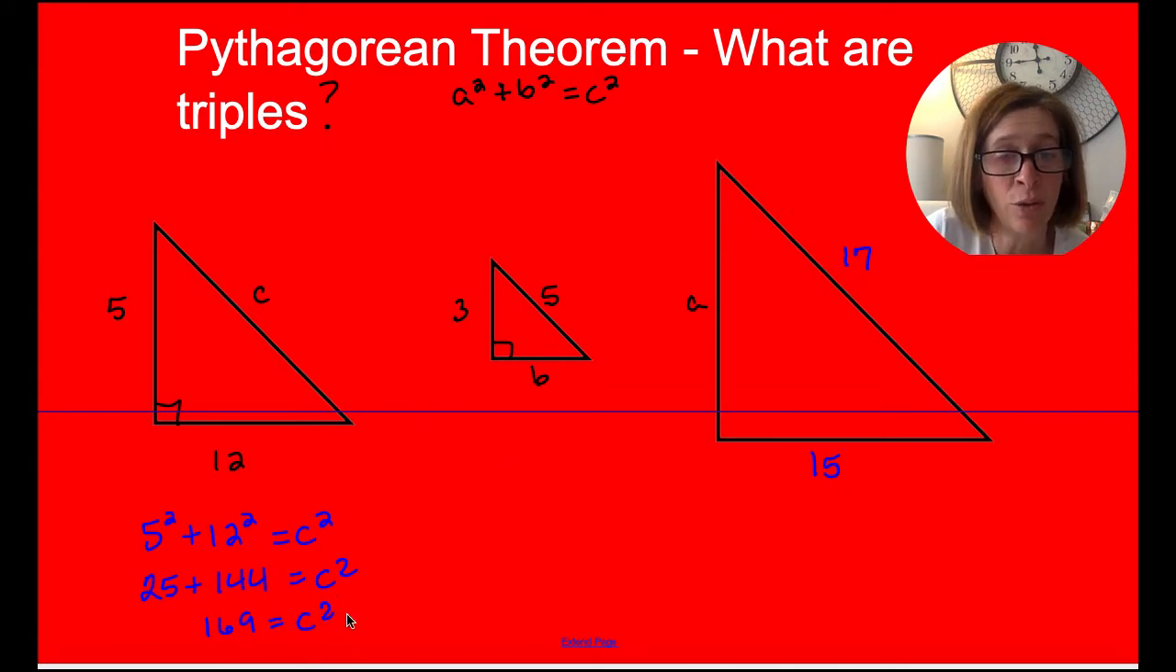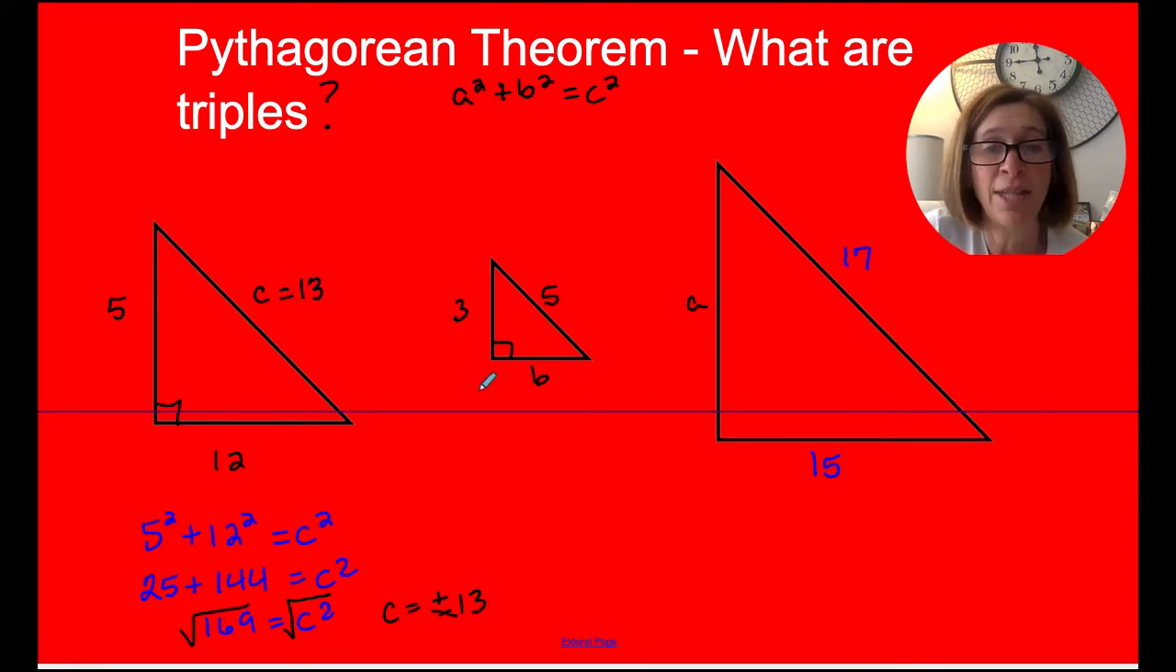We take the square root by doing the inverse operation, and we get c equals plus or minus 13, but we would throw out the negative because we're talking about length. So c would be 13. Okay, if I did that same thing here, you should notice it's an integer. We don't always get integer values, okay, but it is an integer.